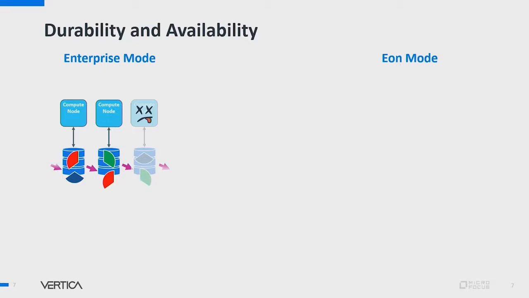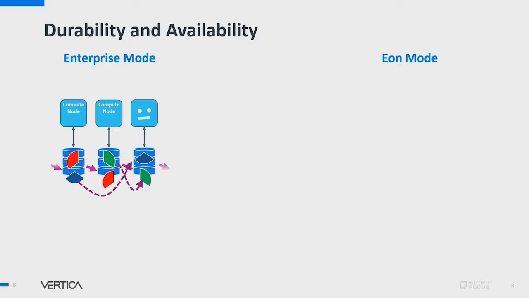We only have one copy of green and one copy of blue. Also, our performance has gone down because one of the two nodes will be serving two segments. It is imperative to recover from this state. Node recovery in enterprise mode means restoring the node, then restoring the lost segment from the buddy node.